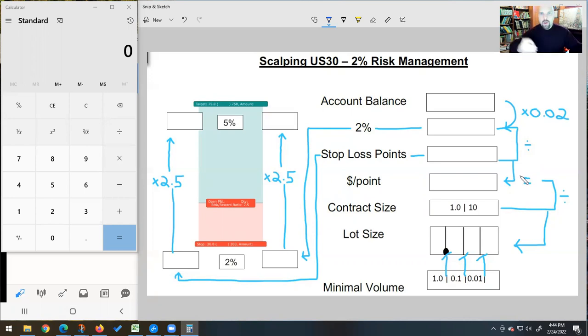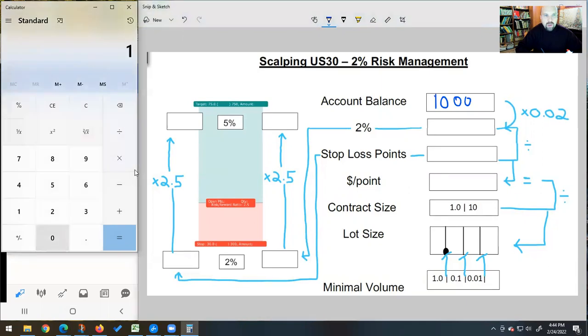So let's start off with an account balance. So what we're going to do is we're going to start with $1,000. Why 1,000? Easy math, right? Just so you can kind of get the point through. You could use whatever dollar amount you want to use. So we're going to have 2% risk in the market. And what is 2% of 1,000?